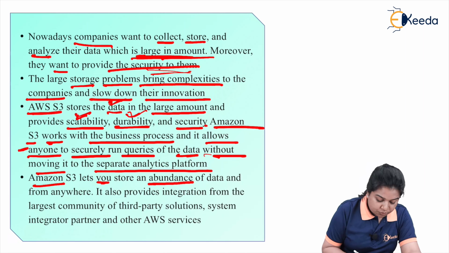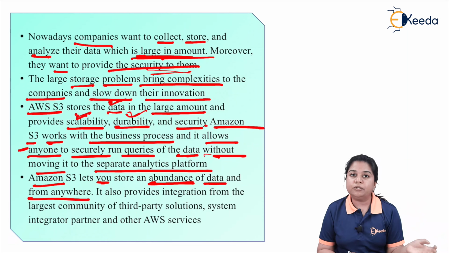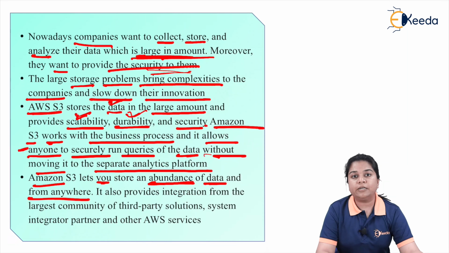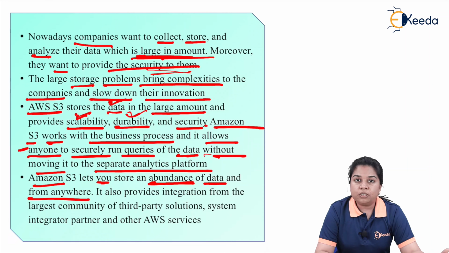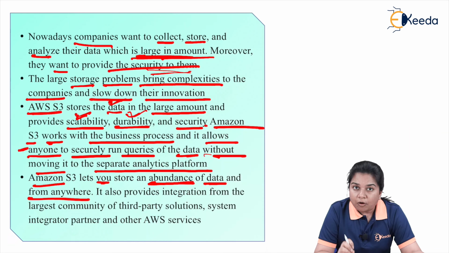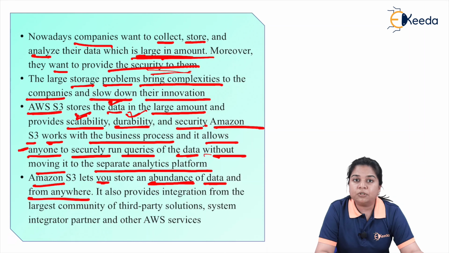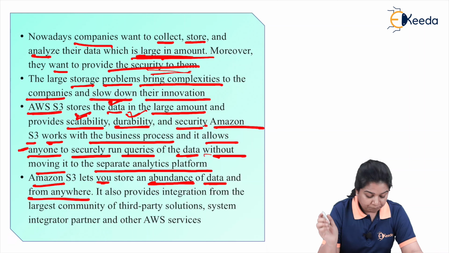Amazon S3 lets you store an abundant amount of data, and from anywhere. That means you can store data and it is not required that it should come from a single similar source. Say, for example, if there is a store in Mumbai, it is not limited that you have to store data of that store in some limited area only, or that Amazon S3 will store the data of the Mumbai store only. It can store the data of stores from Mumbai, Delhi, Kolkata, Madras, Amsterdam, London, anywhere. Wherever you have those stores, the data will be stored there.